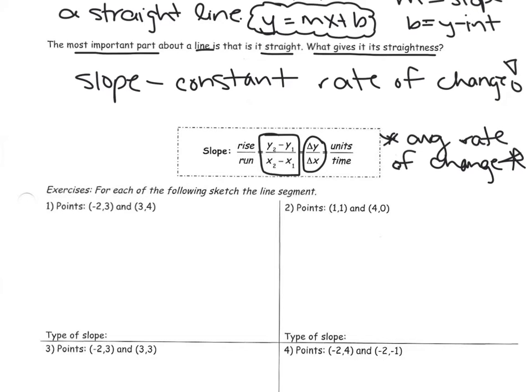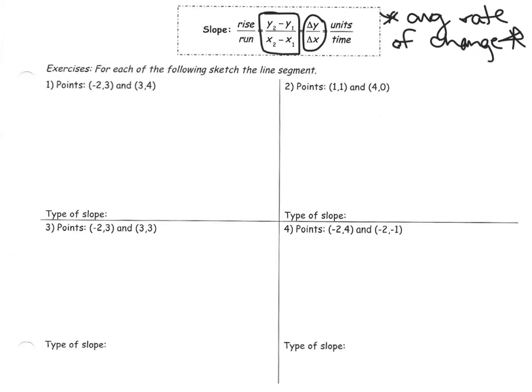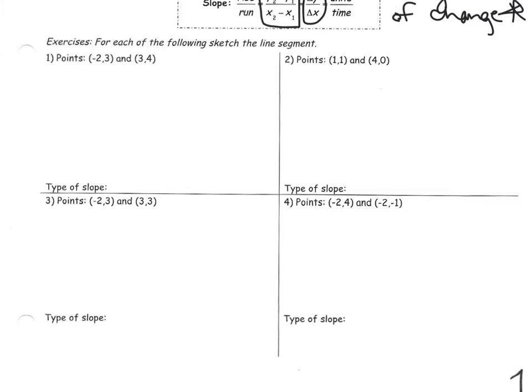All right, so here I'm going to walk through questions 1 and 3, and you guys are going to do 2 and 4. So for question 1, we're just going to sketch the segment and then identify what kind of slope it is. So I'm just going to make my sketch. All right, so that's roughly what my sketch looks like.